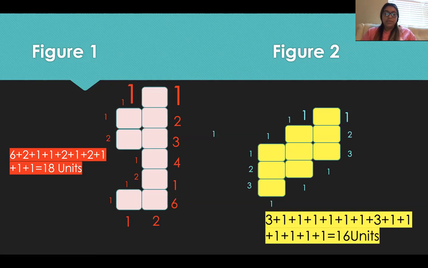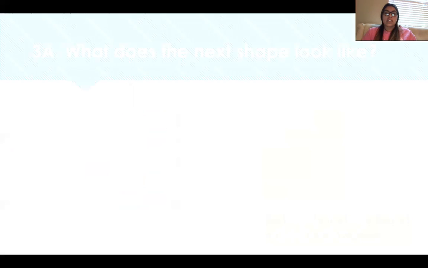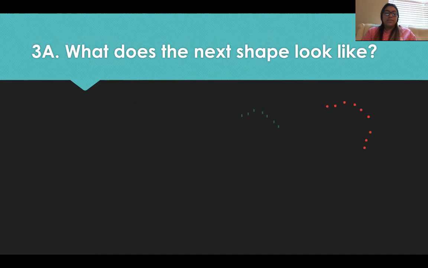Since we already found the perimeter of each figure, we can see that figure 1 has a greater perimeter than figure 2. Although they do have 9 squares, the distance around each is different. So it does matter. The distance does matter.